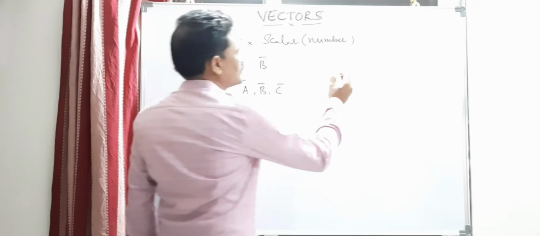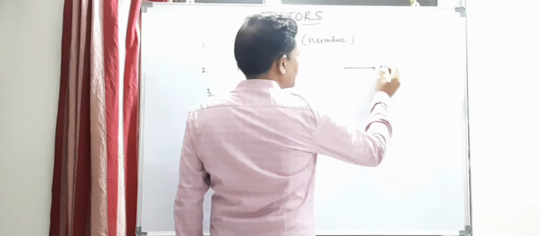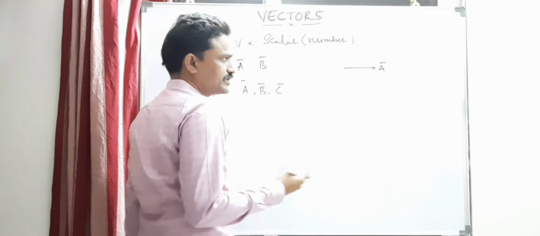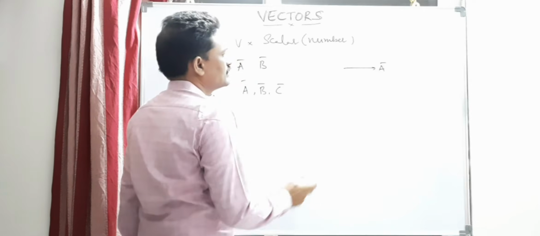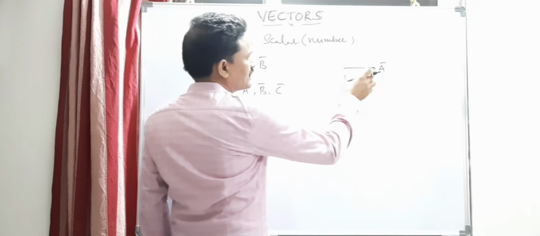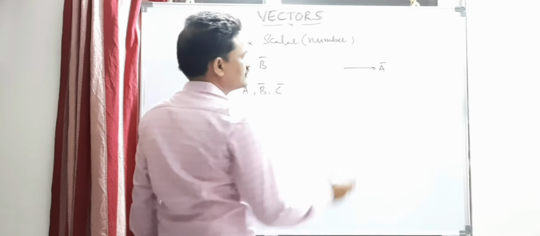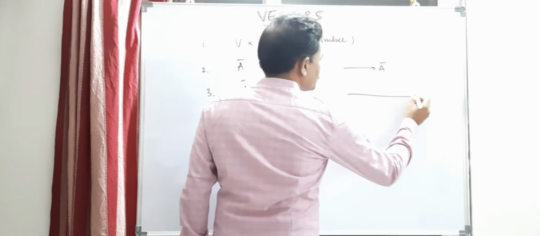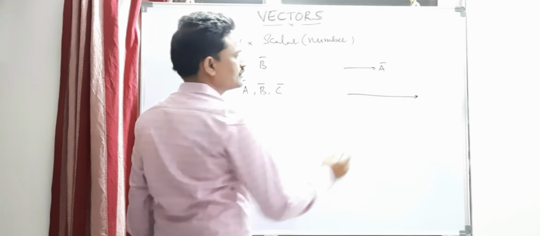Let us say there is a vector A. I multiply vector A with a number, let us say with 2. So what happens when I multiply A with 2? Its size becomes twice. So this is 2A.